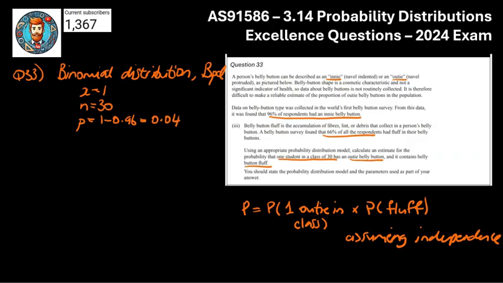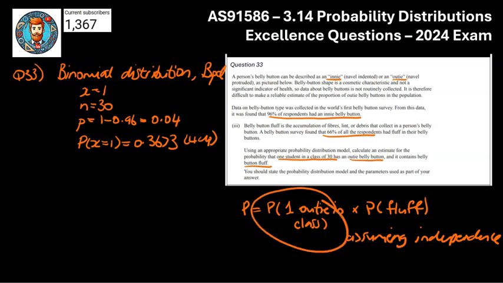From all that, we can put that into our graphics calculator and find that the probability of there being exactly 1 was 0.3673. They had a 4dp rounding, didn't they? So let's state my 4dp rounding. Okay, so I've got that part here now. The rest is actually going to be quite cruisy.